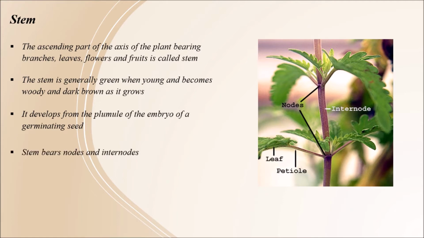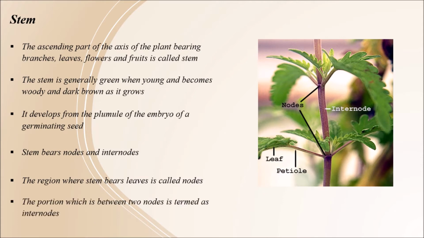Stem bears nodes and internodes. So what does stem bear? Stem bears nodes and internodes. You can see the nodes and internodes here. The region where stem bears leaves is called nodes. So where the leaves arise, that part is called as nodes, and the portion between the two nodes is termed as internodes.